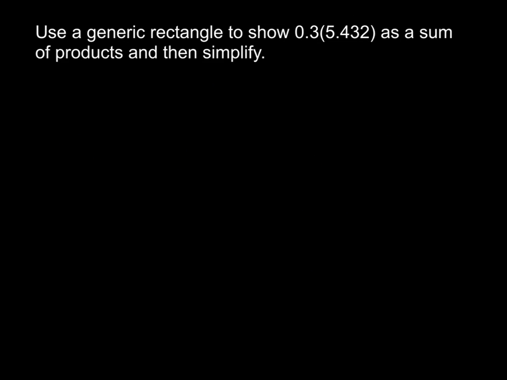Use a generic rectangle to show 3 tenths times 5 and 432 thousandths as a sum of products, and then simplify. What is this really saying? Think about that, pause the video, and then try it.